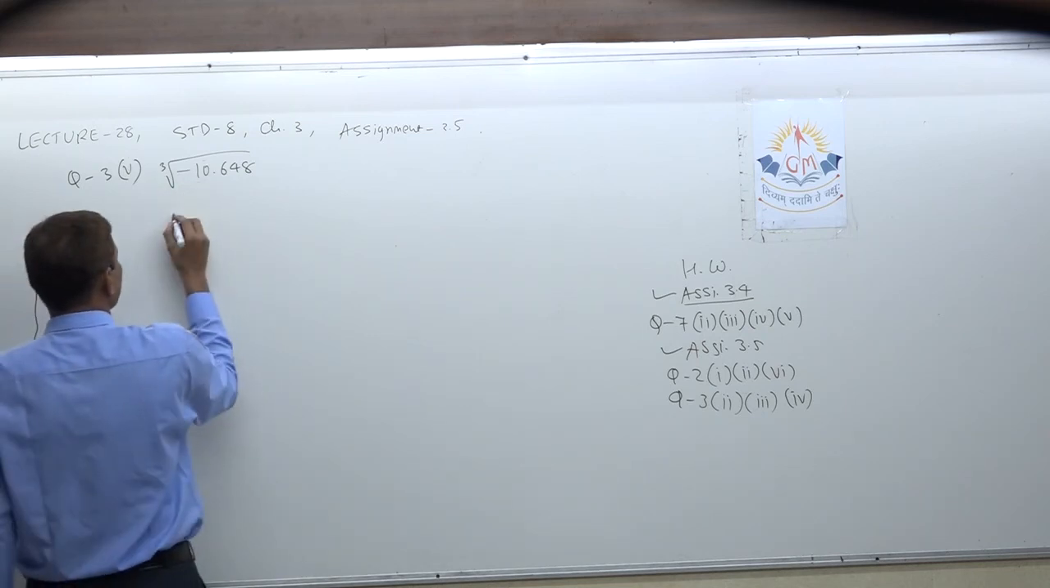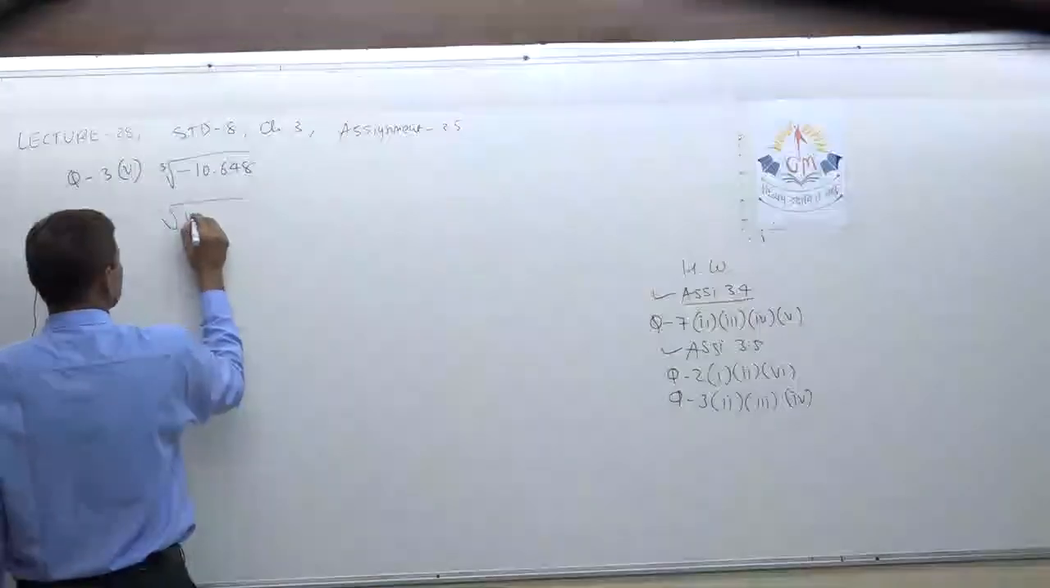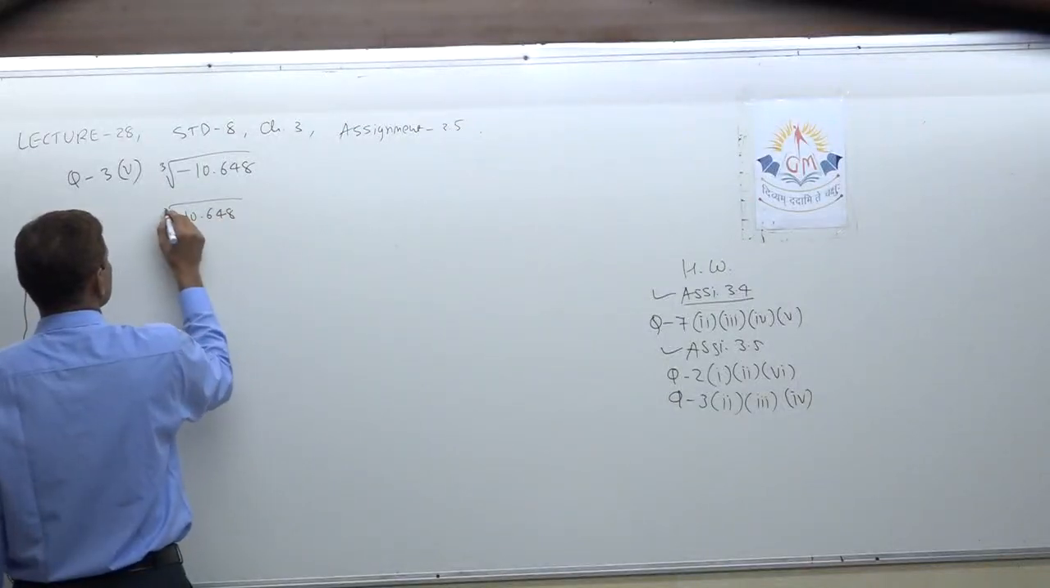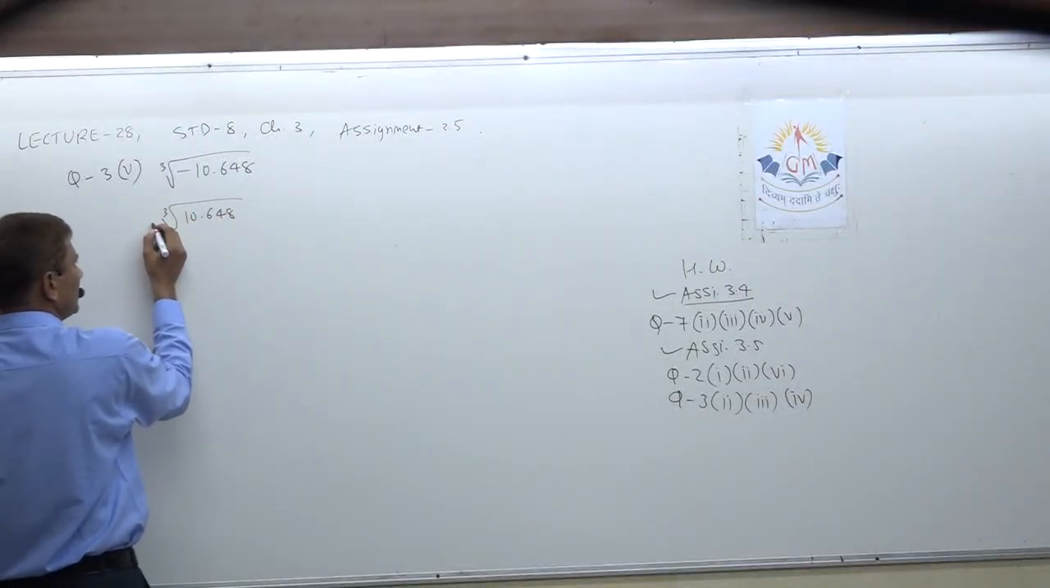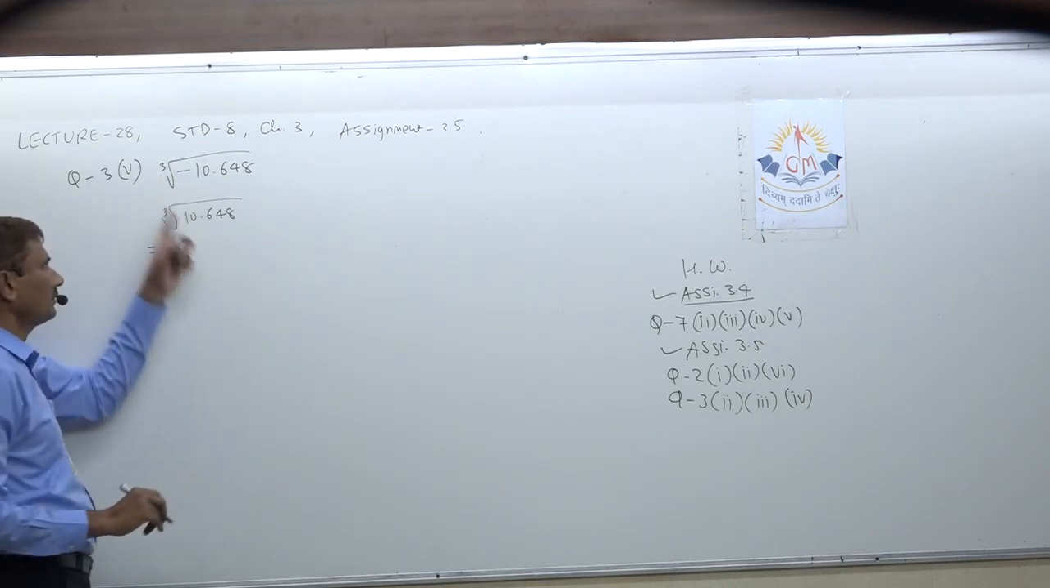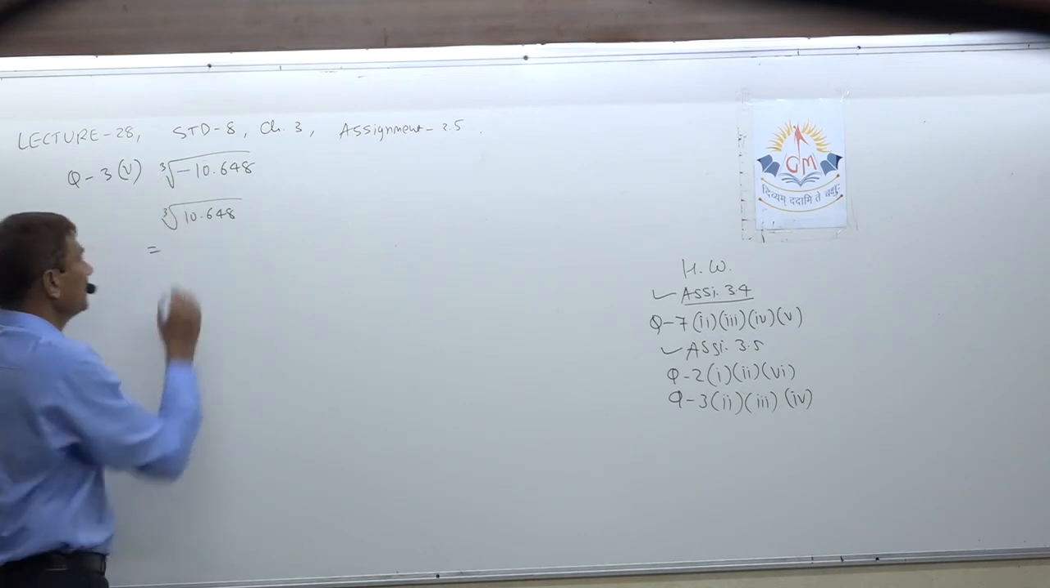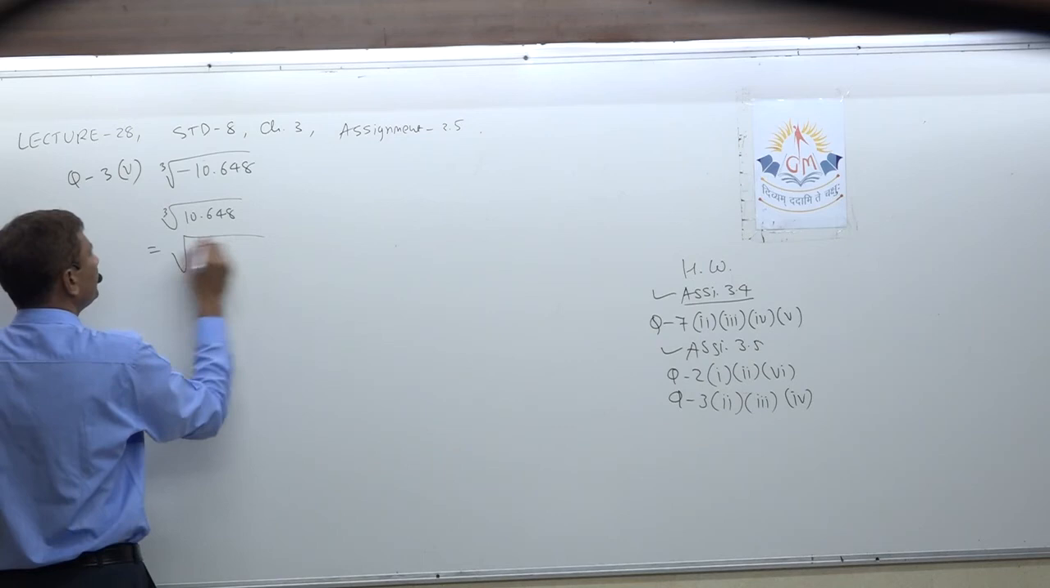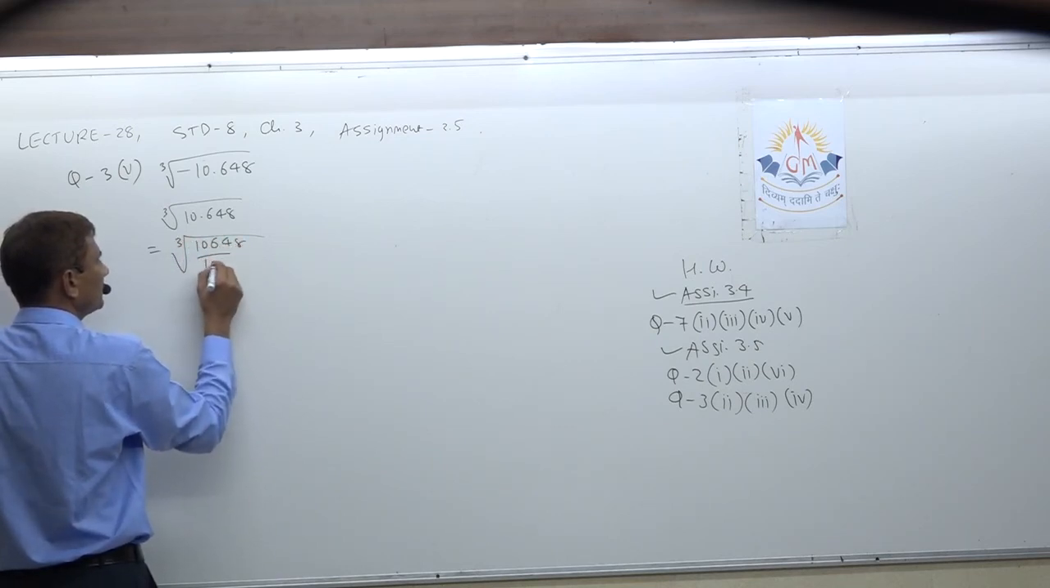So now our question becomes 10.648, nothing else. Don't put an equal sign here. Now you can, because they are not equal, we are neglecting the negative sign. So now I remove the point. So 10648 upon 1000.